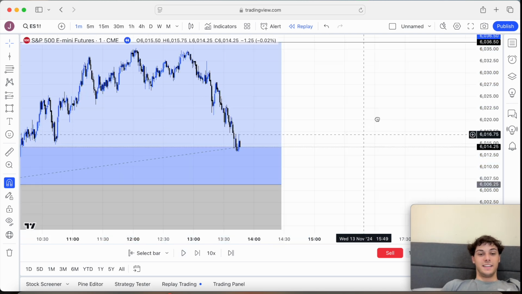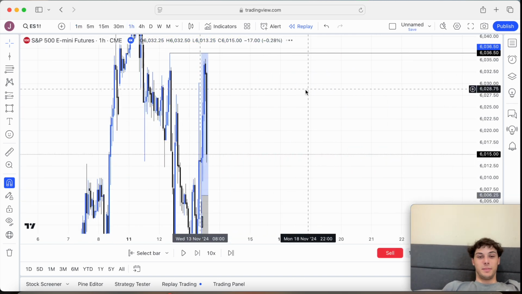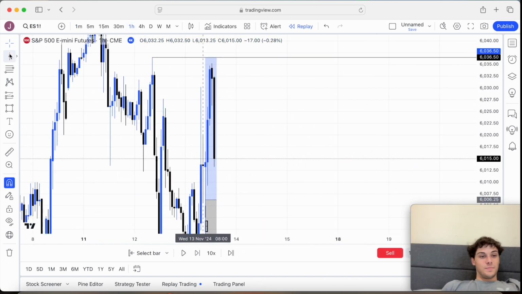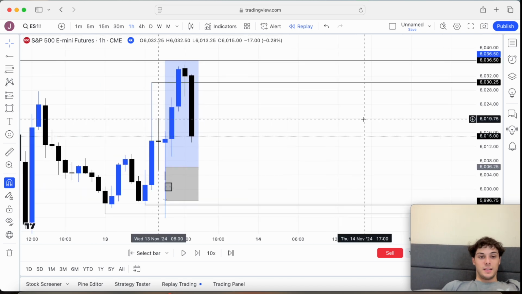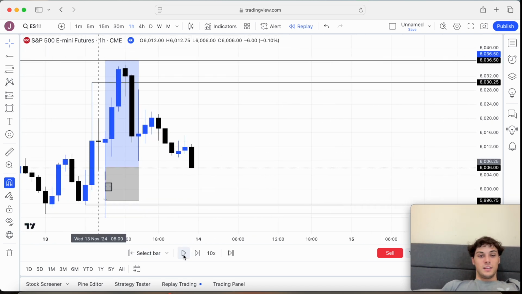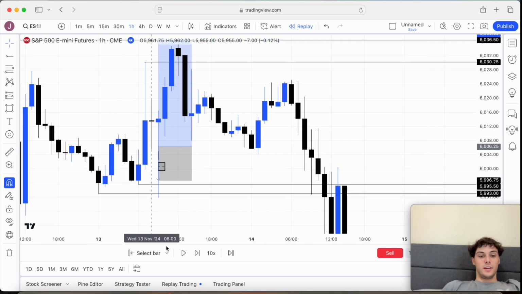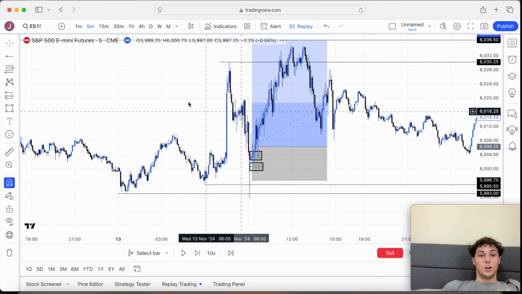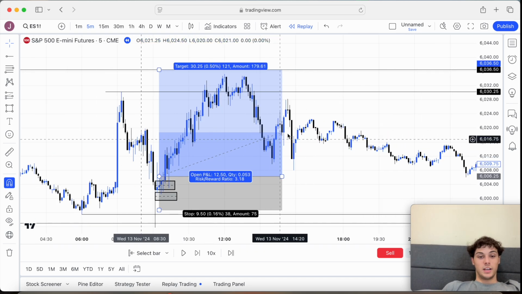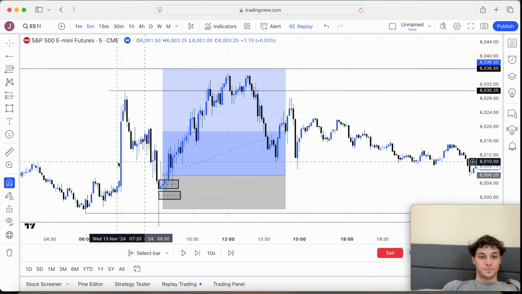It didn't even hit it. So anyways, it didn't hit it. Maybe. Let's see why. Yeah, so we ended up getting stopped out. Anyways, this trade wouldn't have worked if you were aiming for this buy side or sell side liquidity, sorry.